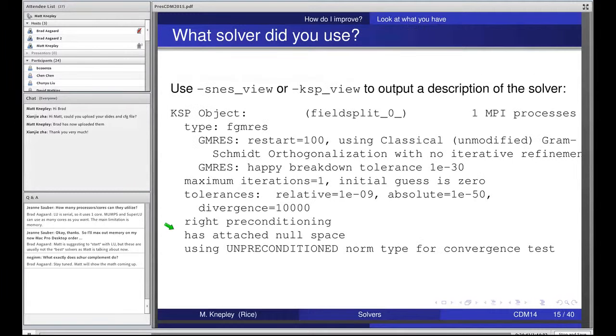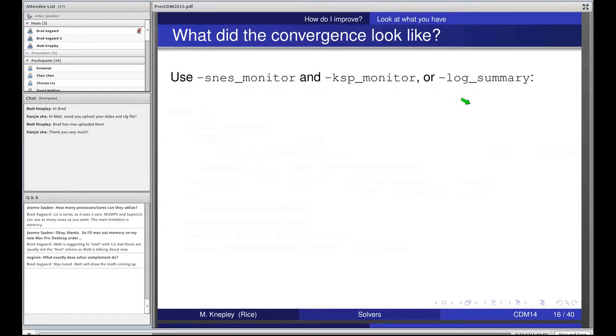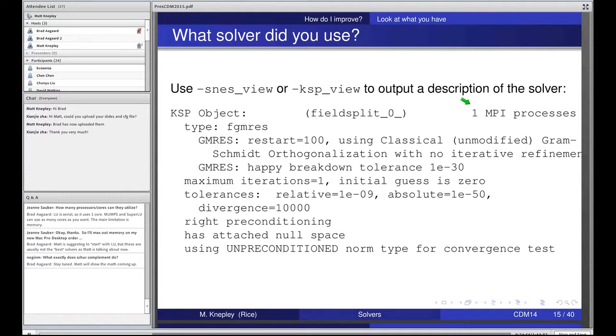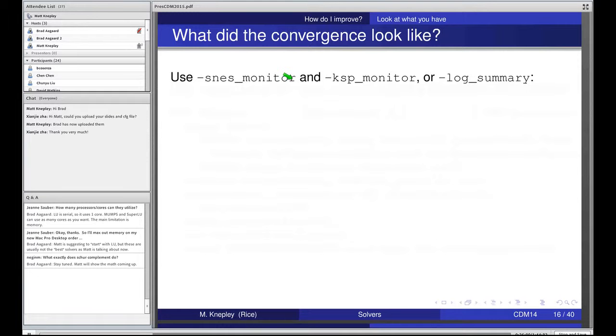Oh, and I should show that it also tells you how many processes you're running on, which is useful just as a check if you're running in parallel. So these were views, like KSP view. There are also monitors, like KSP monitor. What the monitors do is give you running feedback as the solver is working, instead of reporting on what the solver was.